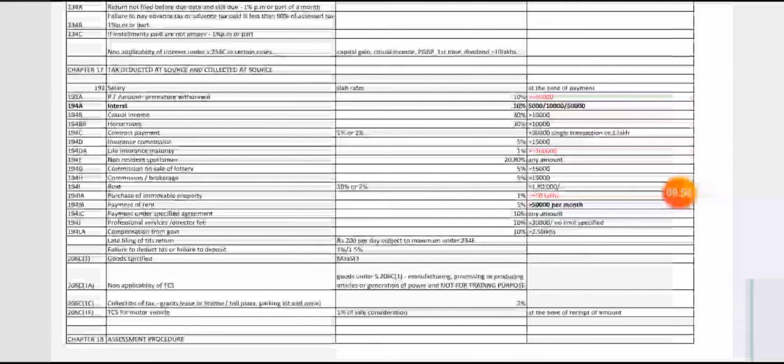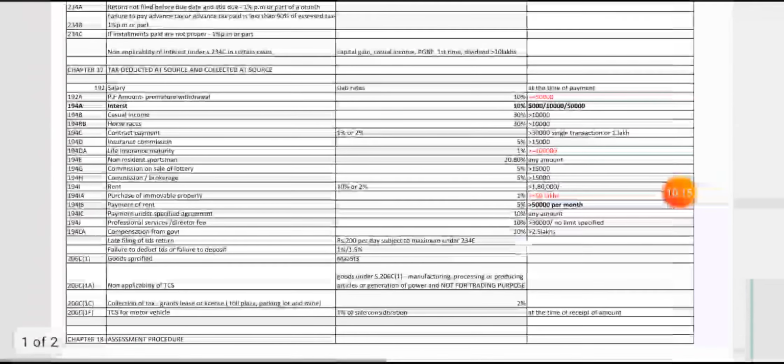5% for more than 15,000. Commission or brokerage, 5% for more than 15,000. 194I, rent. Now rent comes in. First is rent of immovable property. It is 10% or 2%. Okay, 194I talks about rent. 2% if you rent plant and machinery, 10% if you rent land and building. The limit is 1,80,000.